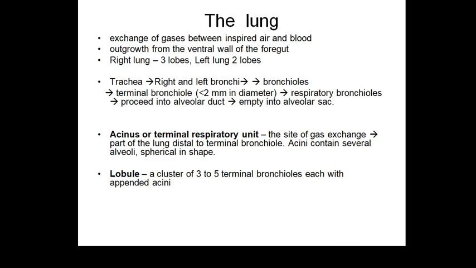Now a cluster of 3 to 5 terminal bronchioles, each with its accompanying acinus, is known as a pulmonary lobule. So a pulmonary lobule is a cluster of 3 to 5 terminal bronchioles, each with its accompanying acinus, which again consists of the respiratory bronchiole, alveolar duct and alveolar sac. Understanding this lobular architecture is important because when we further discuss the various pulmonary diseases, particularly emphysema, this lobular concept is necessary.